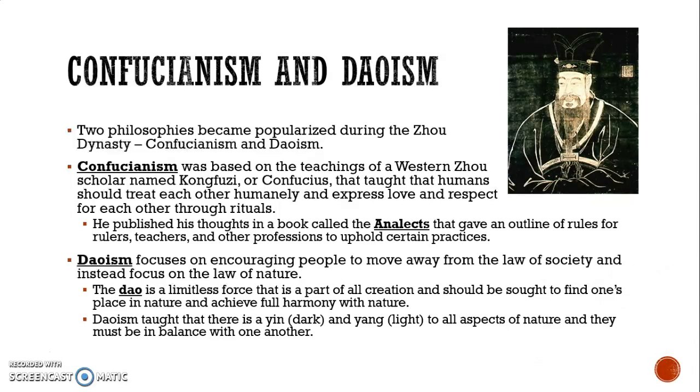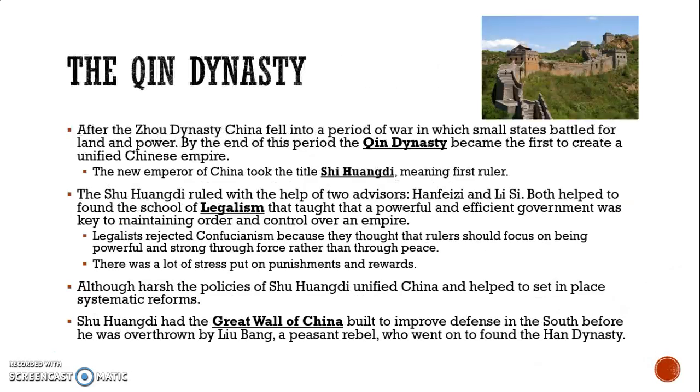Taoism focused on encouraging people to move away from the laws of society and instead to focus on nature. You might see Taoism with the yin and yang signs. The yin and the yang is dark and light, saying that all aspects of nature must be in balance with one another, and you should seek to find full harmony with nature.